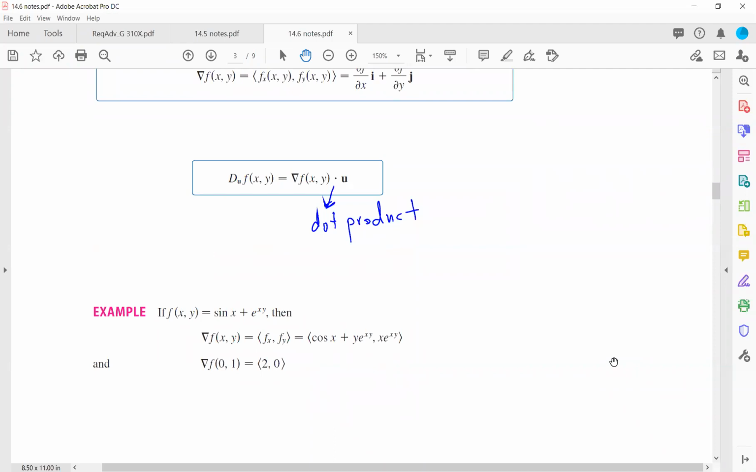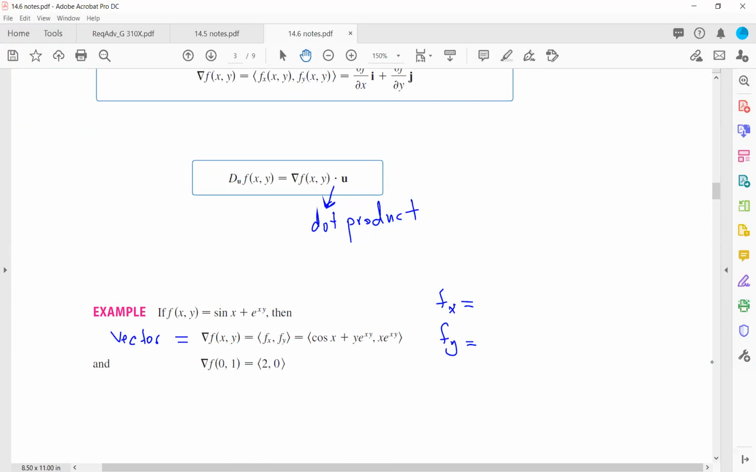Okay, let's take a look at one example to feel more comfortable about gradients. Suppose you have a function in two variables, sine x plus e to the xy. The question says, find the gradient of the function, then evaluate the gradient of the function. To find the gradient of the function, first of all, it is a vector. We have to find the partial derivative of f with respect to x. Then we find the partial derivative of f with respect to y. And we write it in vector format.